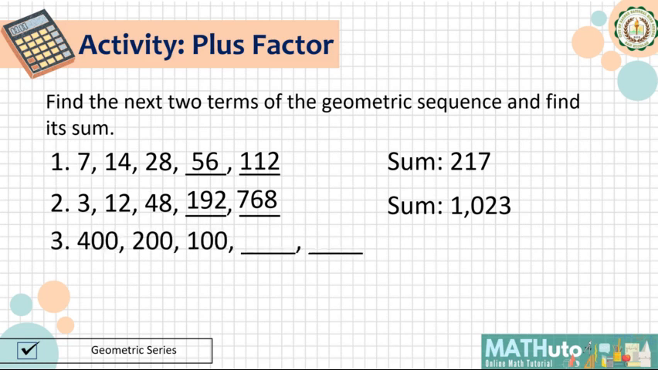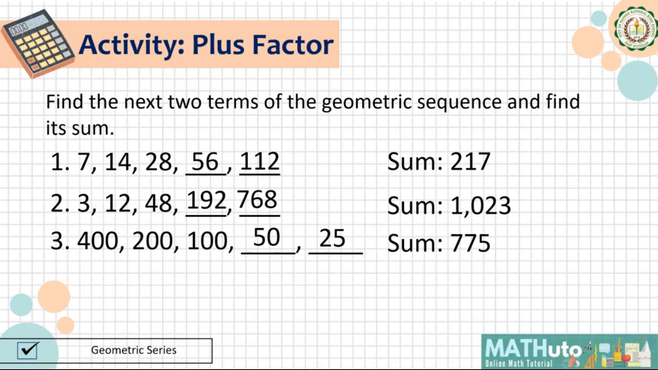Next, number 3. We have 400, 200, 100. The common ratio is obtained when we divide the second term by the first term. And 200 divided by 400 is 1/2. Multiplying it to the last term given, 100 times 1/2 is 50, and 50 times 1/2 is 25. Now, adding all the terms in the sequence, we have the sum of 775.